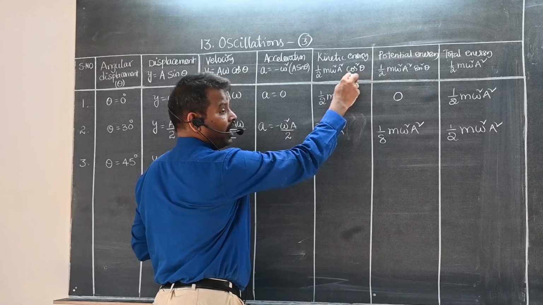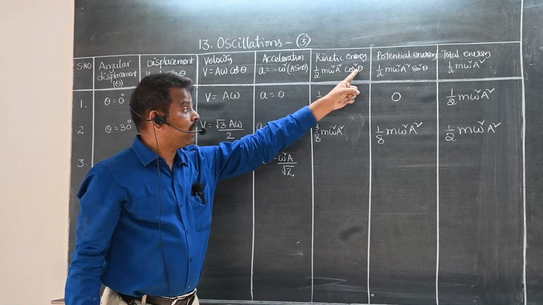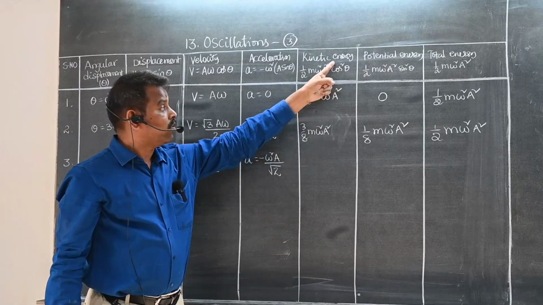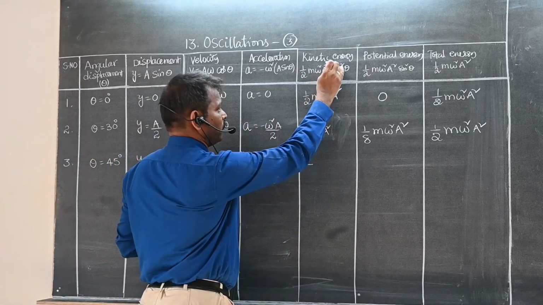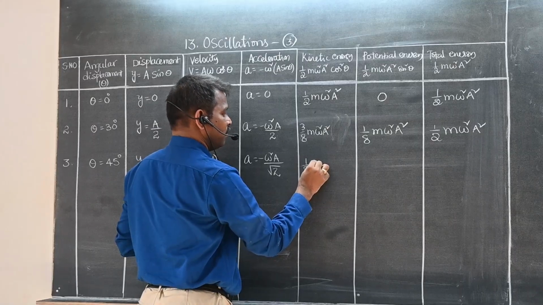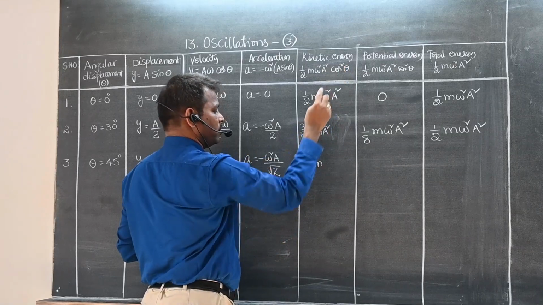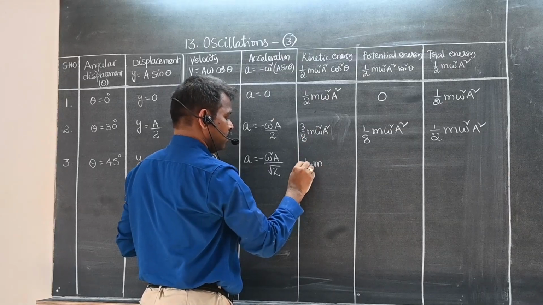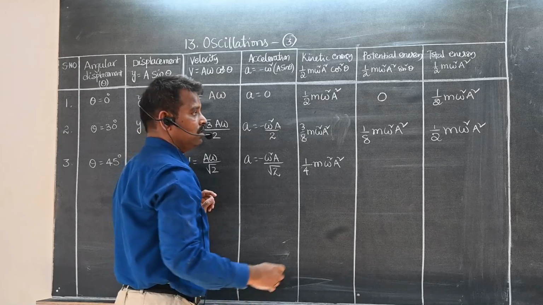And cos 45 is 1 by root 2. 1 by root 2 whole square is 1 by 2, and 1 by 2 into 1 by 2 is 1 by 4. So the kinetic energy is 1 by 4 times half m omega square A square... that is, 1 by 4 m omega square A square.